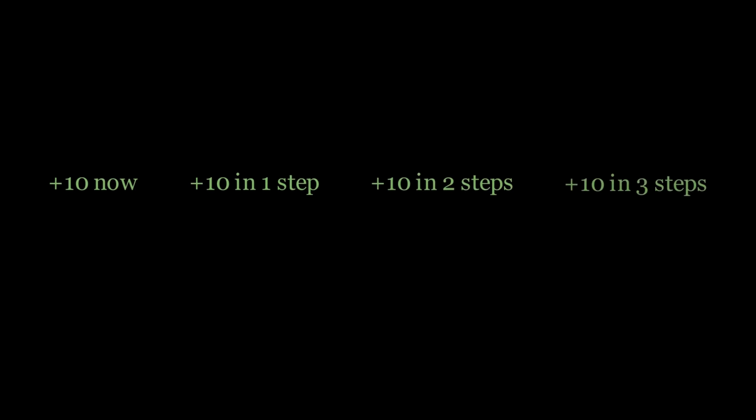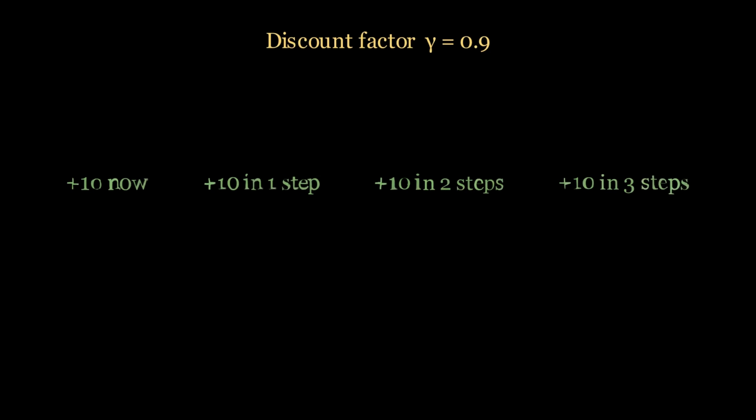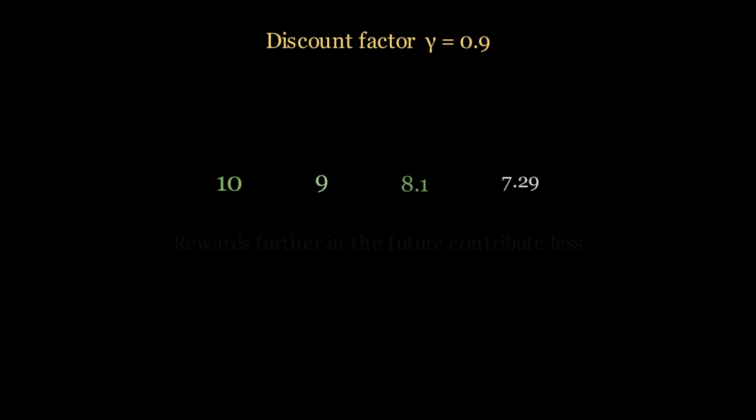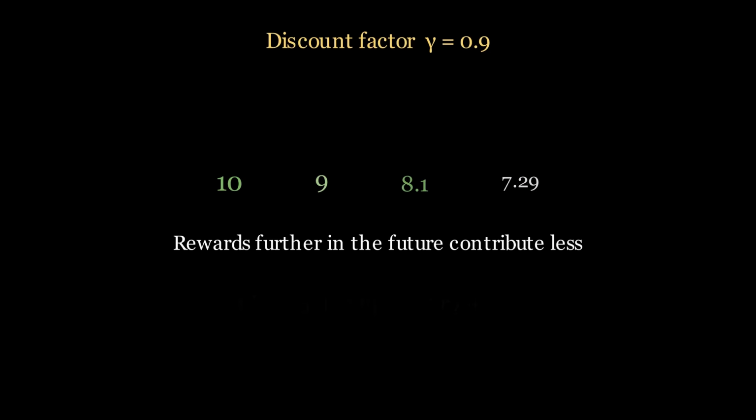Let's make this concrete. Imagine getting plus 10 at different points in time. We introduce a discount factor, gamma, set to 0.9. The same reward of 10 becomes 9 after one step, 8.1 after 2 steps, 7.29 after 3. The further in the future, the less a reward contributes to the total. This is the discounted return, the total value of all future rewards, each one discounted by gamma.